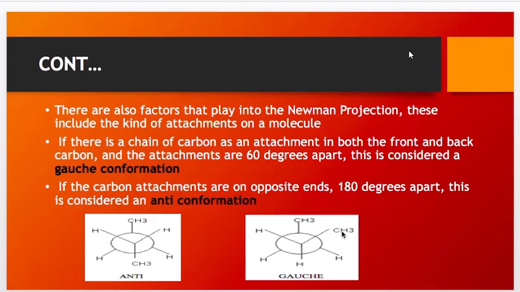In comparing this CH3 here and the other CH3, the distance between them is like 60 degrees apart. Because of that, you find that the gauche conformation of this molecule is more strained compared to the other one. Why? Because of the distance between the two substituents that are there. So this is what I'm talking about when I discuss these different conformations of the different compounds or molecules in space.